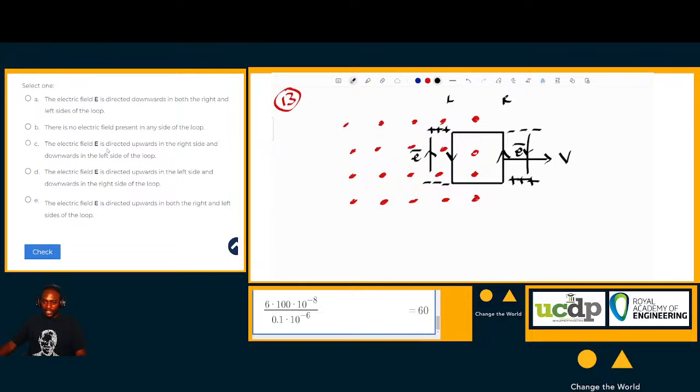C: the electric field is directed upwards on the right side, and downwards on the left side of the loop. I think that's what we have, right? Or is it the opposite? So the electric field is always from positive to negative, remember.